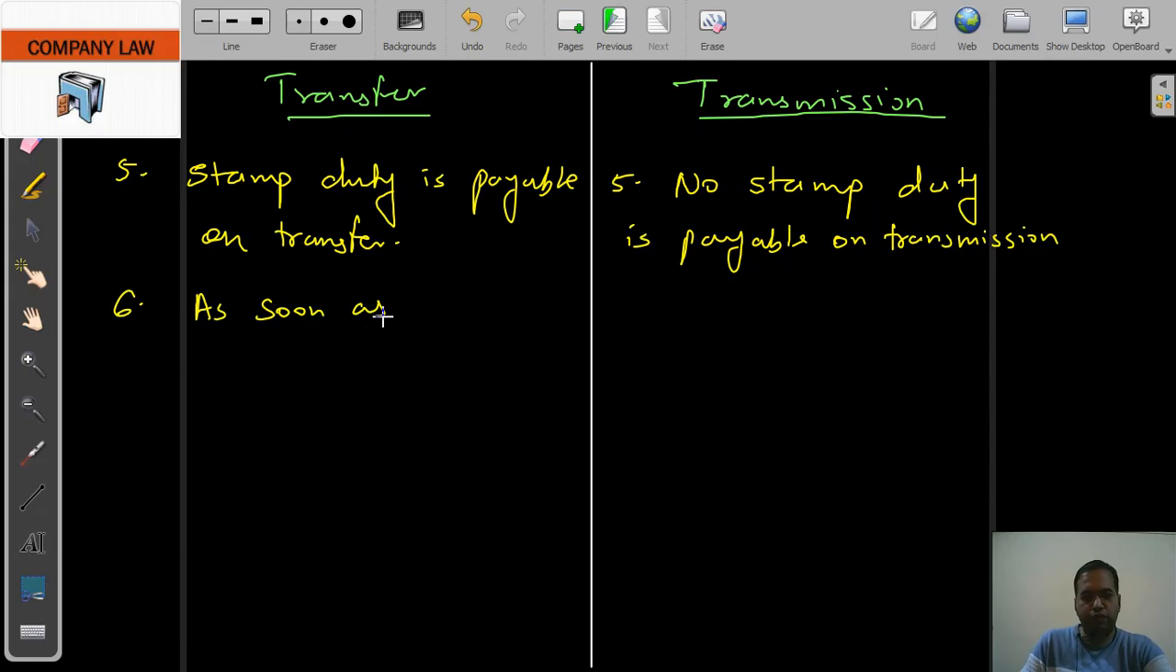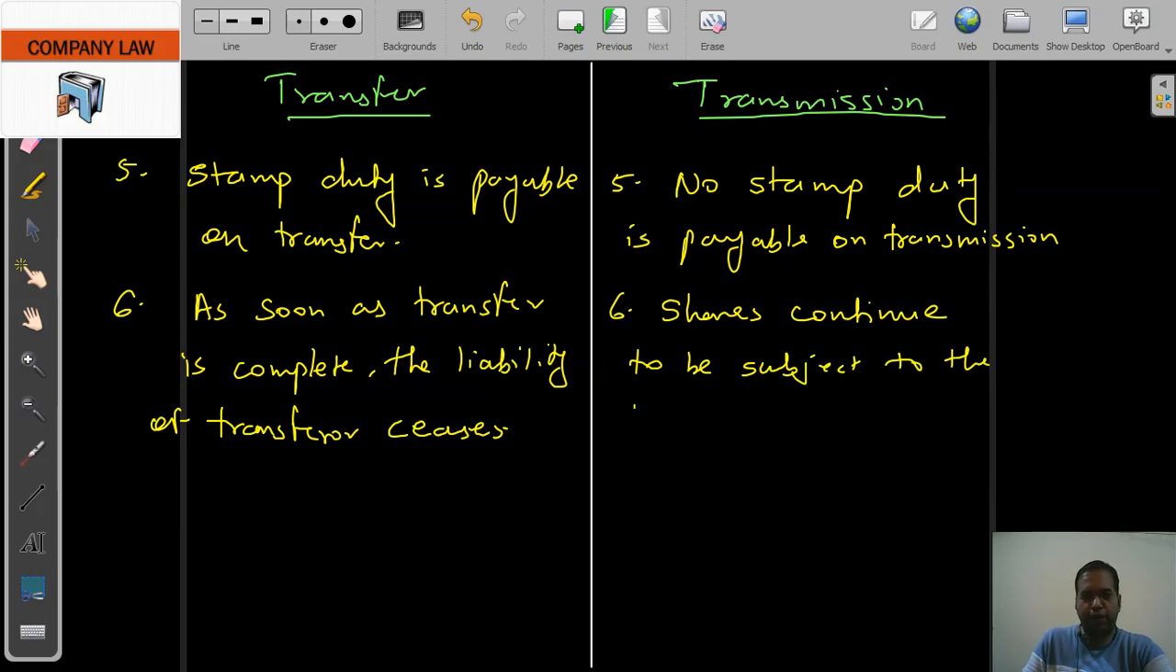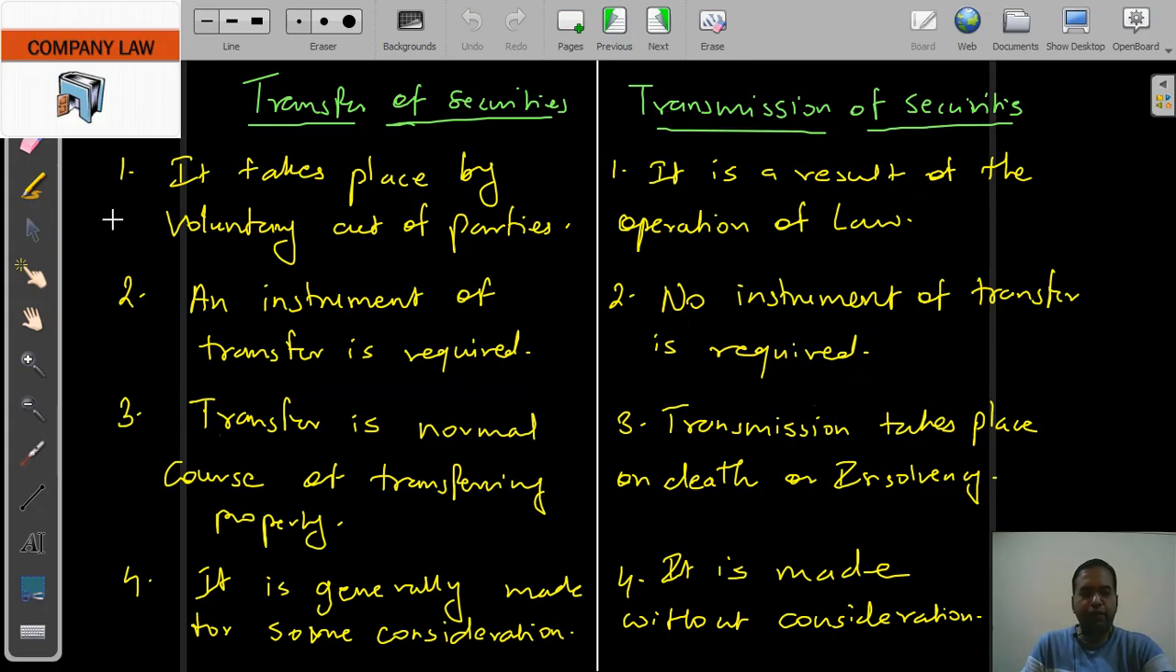As soon as transfer is complete, the liability of the transferor ceases. But what about here? The liability does not cease because shares may be just transmitted to the legal heir and continue to be subject to the original liabilities. Okay, so these are the differences between transfer and transmission.